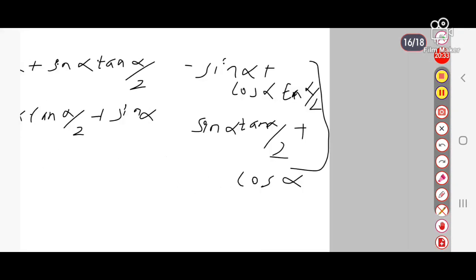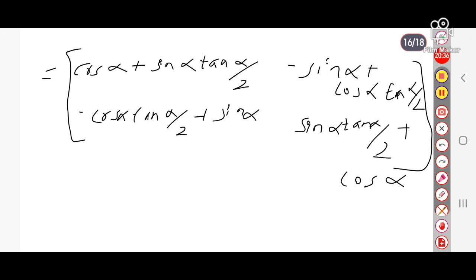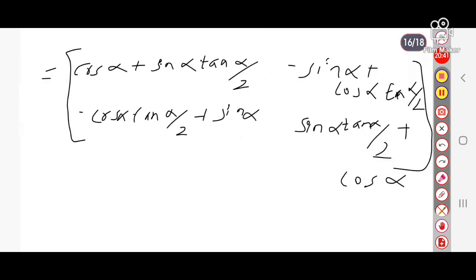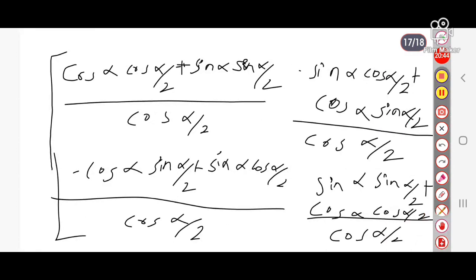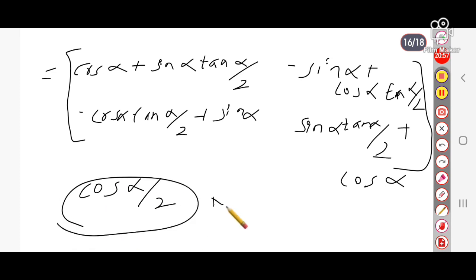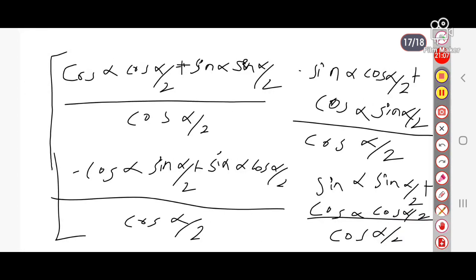So over here cos alpha plus sin alpha into tan alpha by 2 has been changed to cos alpha by 2 sin alpha by 2 by cos alpha by 2. That is, they are multiplying numerator and denominator by cos alpha by 2 over everything. I repeat, they are multiplying cos alpha by 2 in numerator and denominator. So as to find the value, cos alpha by 2 sin alpha by 2 by cos alpha by 2.